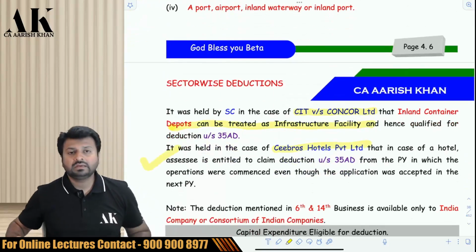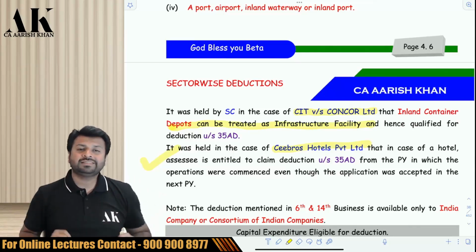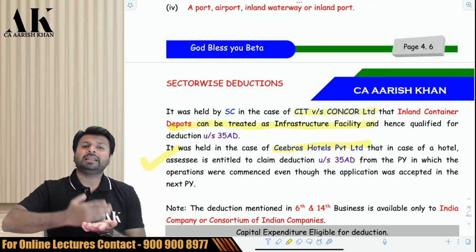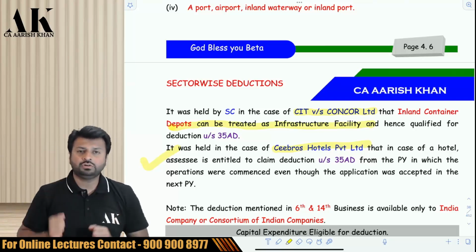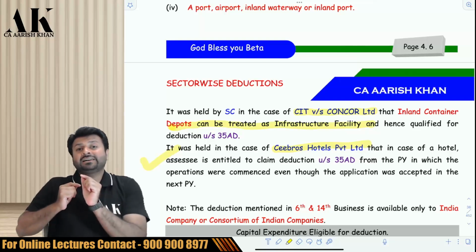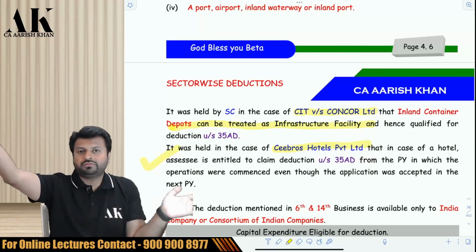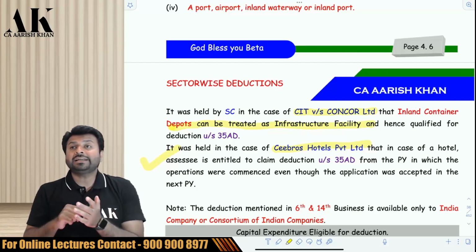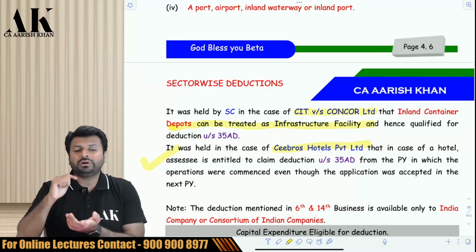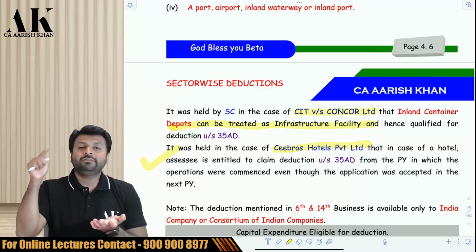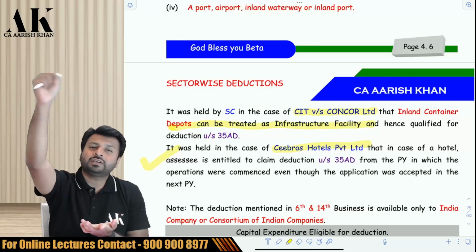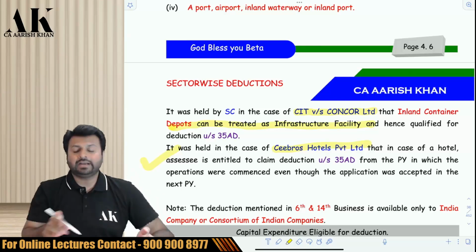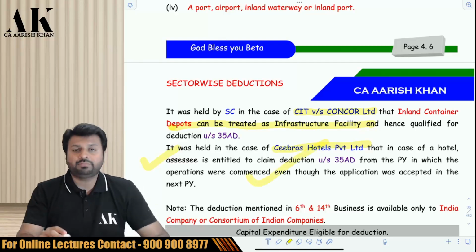Similarly, it was held by a court, and now this is an important one. One of the important businesses out of the 14 businesses is hotel, and the hotel has to be of at least 2-star or above category. So if I make an application, say today, in April 2022, and if I get the registration by the government that yes, you are approved for 2-star hotel in the next year, say in 2023, I will get deduction from 22. This is what the court has clarified. The court has clarified that if you make the application today and after 1 year the government approves your application that you are an eligible 2-star hotel, you will get the deduction from today itself, that is, from the year in which you make the application. This is an important development.